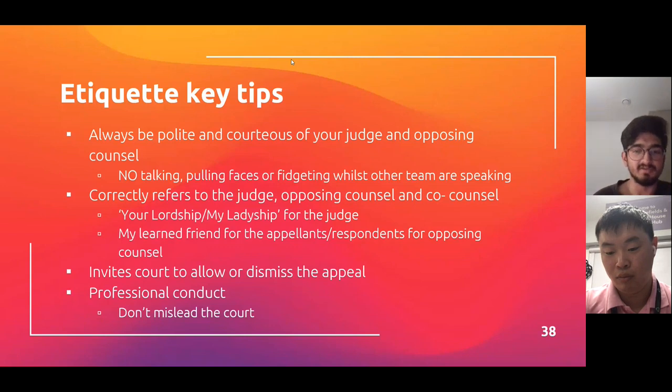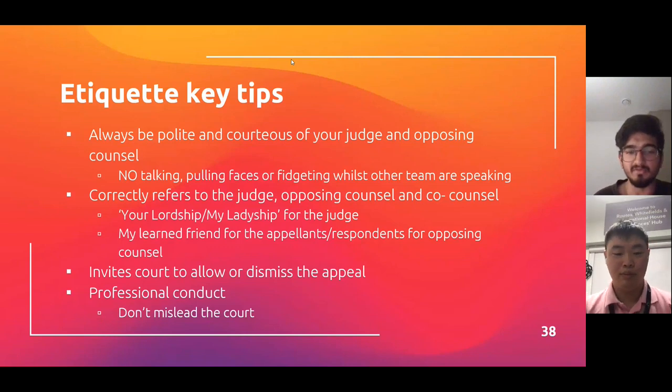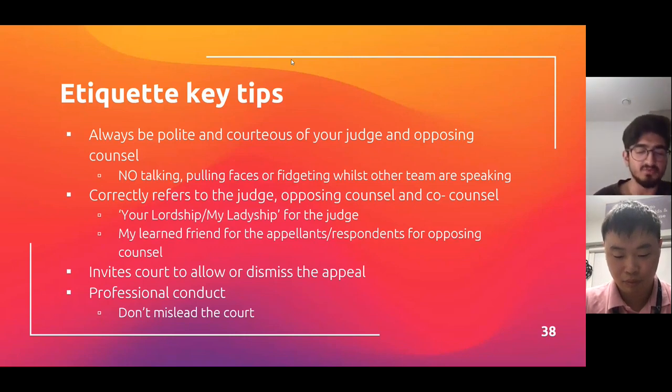Also, correctly refer to the judge, opposing counsel, and co-counsel. If you have difficulty pronouncing their names, don't hesitate to ask them before the moot starts. In regards to the formalities, for the judge, it should be your lordship, or my ladyship. And for your opponents, it should be my learned friend, for the appellants or the respondents, depending on who your opposing counsel is, of course.